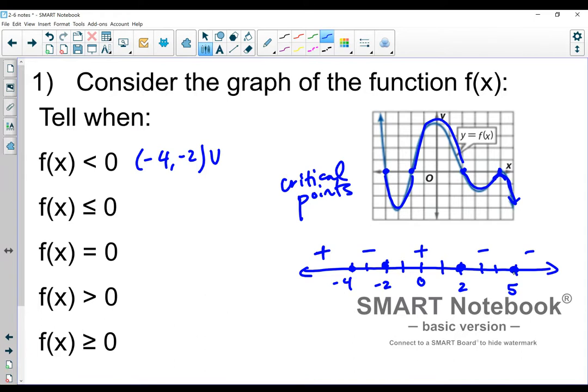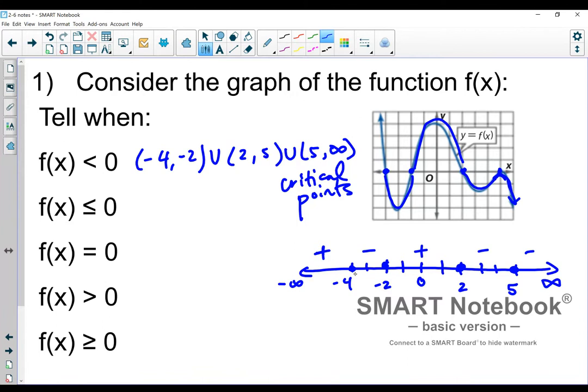It's 0 at 5, but I don't want to actually include that 0, right? I just want to include up to it and on the other side of it. So from 2 to 5, and then from 5 to infinity. And it might help to have a negative infinity out here and an infinity on the right-hand side. Where is it equal to 0? Less than or equal to 0.